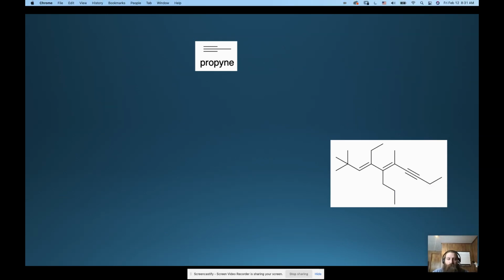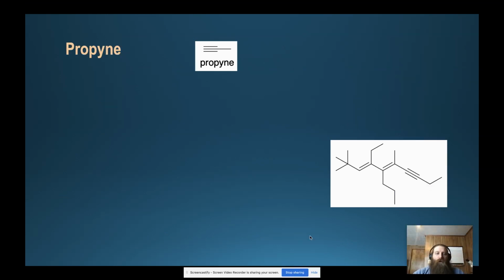Let's see if we can name these. All right. So propyne is a pretty interesting molecule. Hopefully we can just look at that one and we can see. All right. We've got a triple bond. So that explains the yne. We've got prop, which tells us, right, meth, eth, prop. So there's 3 carbons. All right, and that's what we're looking at in propyne.